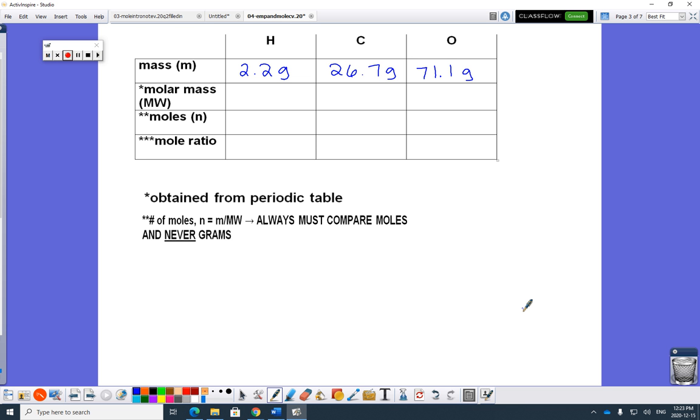So these stars here relate to this. The molar mass or molecular weight, where do you find that? On the periodic table, okay? So hydrogen, carbon, oxygen. And when you do this, try to keep as many decimal places as you can, okay? So I'm not going to round the hydrogen this time.